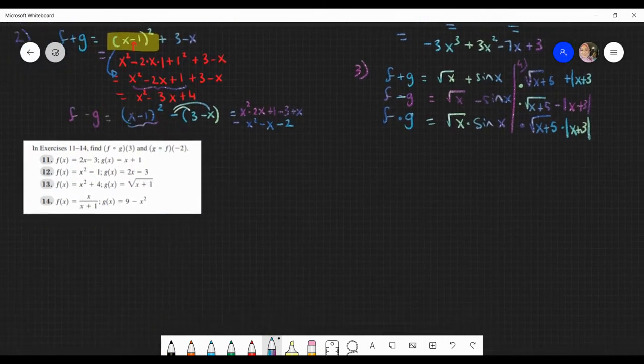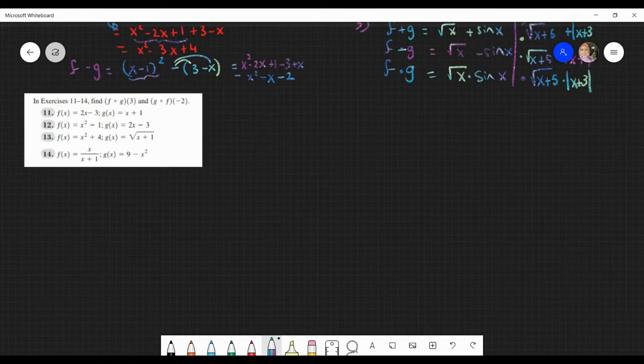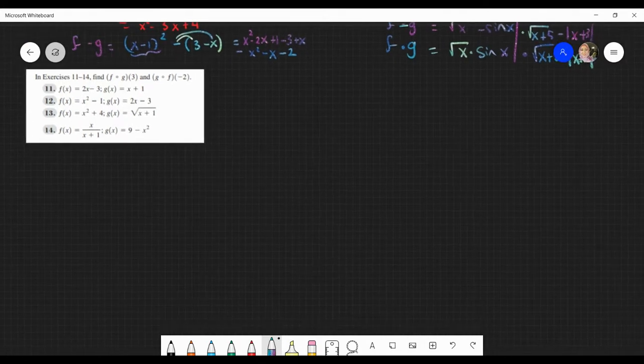11 through 14 is not the traditional operations that you guys know. It's something pretty new, which is denoted as f of g. So it's a small circle of 3, which means they gave us a specific input. And g of f of negative 2, also a composition of function, and they gave us an input.